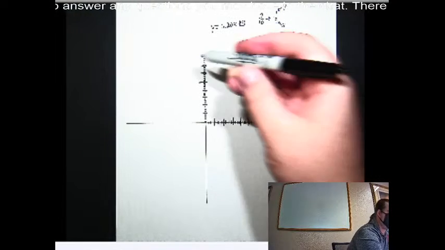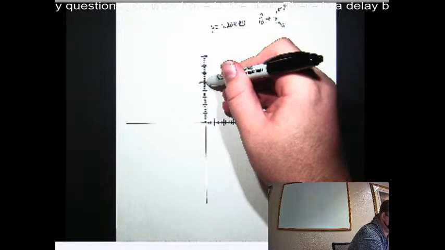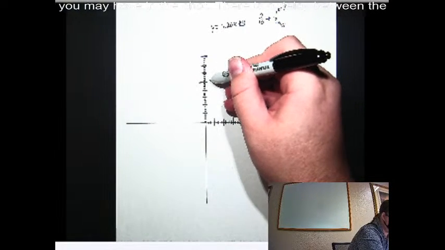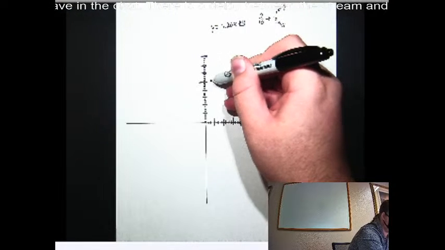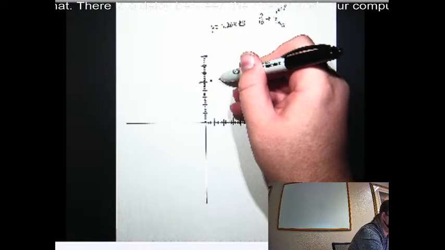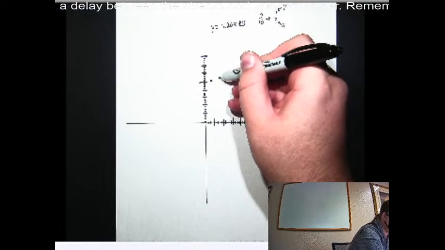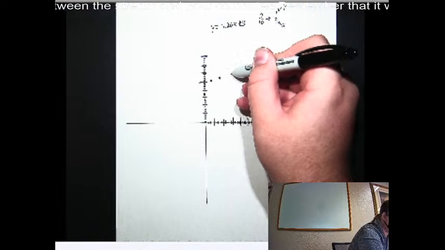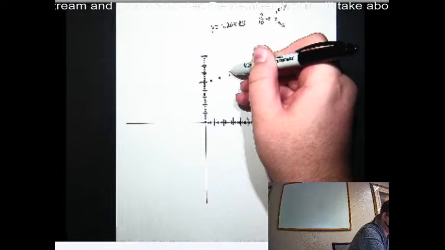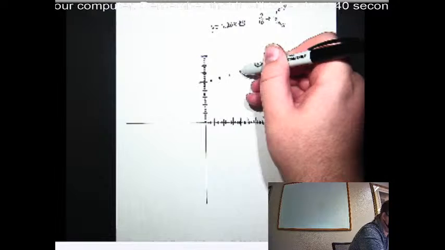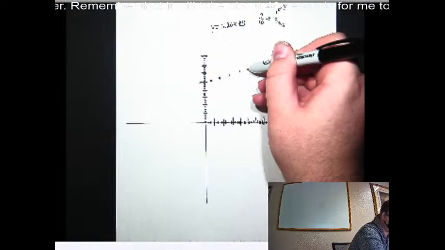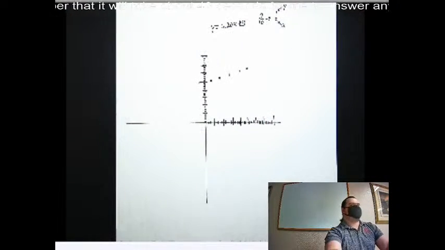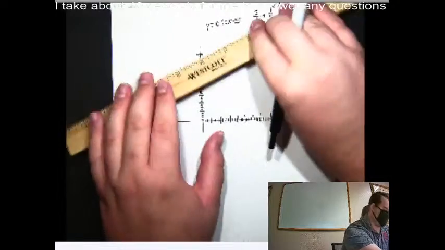Make sense? Okay. So to get to the next point, we go up 1 on the y, over 5 on the x. That's right there. Next point is up 1 over 5, right there. Up 1 over 5, and so on. And so we've got this line coming out here.